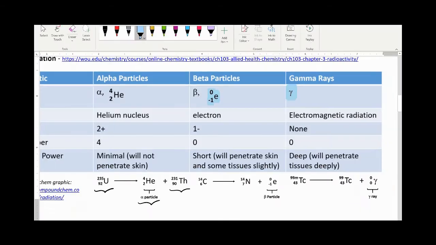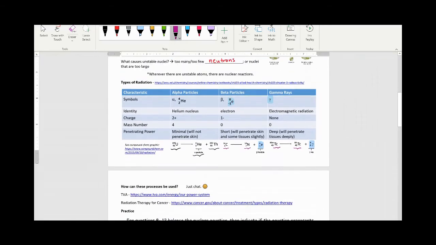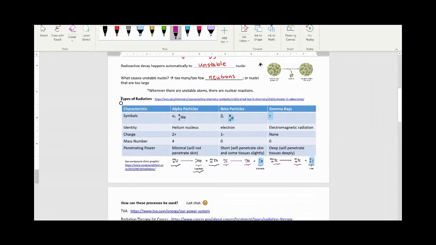All right. And so then again, here is how they appear in a nuclear equation. So here we have a carbon-14 atom decaying to a nitrogen atom. And then here is your beta radiation particle. And then here you have technetium, and this is a gamma radiation particle that's being released. All right. And so these nuclear equations are what we're going to end off with by practicing.